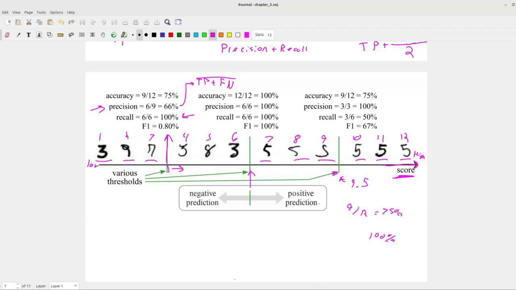Which sounds pretty good, but remember that precision is just true positive over true positive plus false positive, right? And so you have 3 true positive, you have 3 false positive, and you don't care about any of the negatives. So you can get a very high precision, but you're going to miss a few. And recall considers your false negatives, right? And so recall is going to be relatively low here at 50%. And then you get an F1 score of 67%.